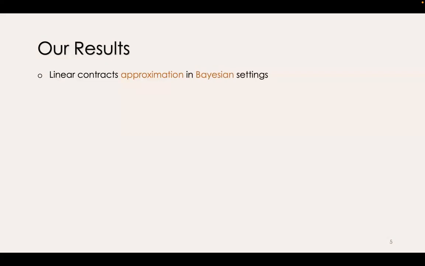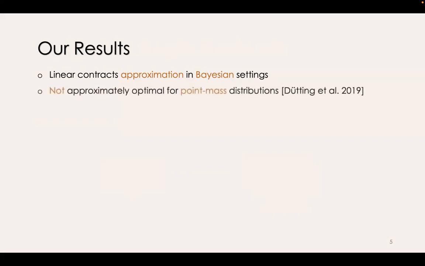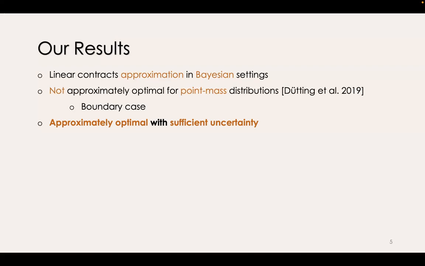So we analyze the performance of linear contracts by employing the theory of approximation in Bayesian settings where the agent's private type is drawn from a publicly known distribution. Previous work by Duetting, Grafgard, and Talgam-Cohen has shown that linear contracts are not approximately optimal in the degenerate case of our model where the agent's type is known, or the distribution is point mass. We revealed that this is actually a critical boundary case, and linear contracts are approximately optimal when there is sufficient uncertainty regarding the agent's type, and the setting is therefore not point mass-like.